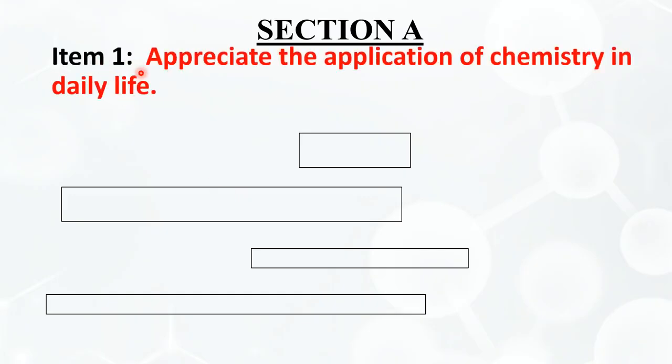Now, item number 1, we are saying it comes from the element of construct which says the learner appreciates the application of chemistry in daily life. All topics which have the concept of application of chemistry in daily life have been put under section A, item number 1. Which topics are those? Let's look at the first topic. We have the first topic called chemicals for consumers. Now, chemicals for consumers are covered in Senior 4.